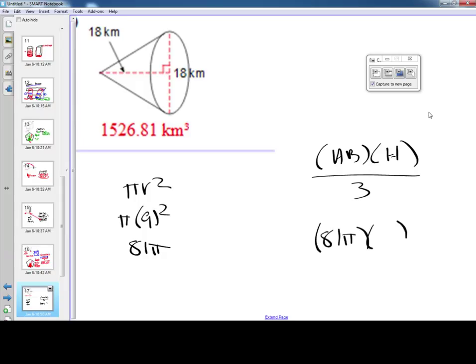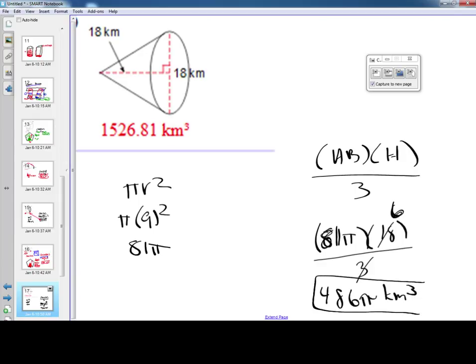How tall is that? 18. And I'm going to divide it by 3. 3 goes in 18, doesn't it? Yep. 6 times. So what's 6 times 81? 486. So 486 pi kilometers cubed.